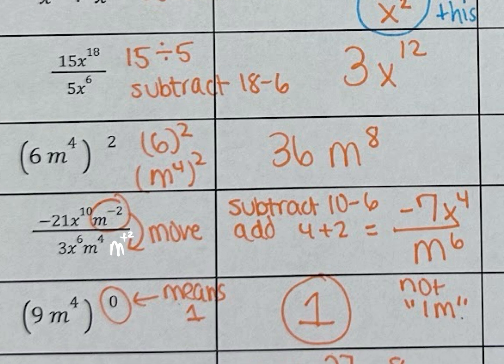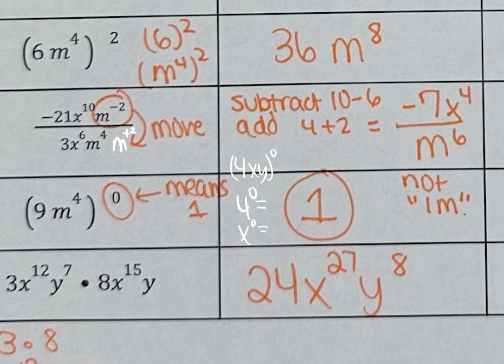Anything to the 0 power means 1. If you include the m, it's wrong. It's not 1m, it's just the number 1. If it said 4 to the 0, it would be 1. If it said x to the 0, it would be 1. If it said 4xy in parentheses to the 0, it would be, guess what? 1. Just a 1. Anything to the 0 power is 1.